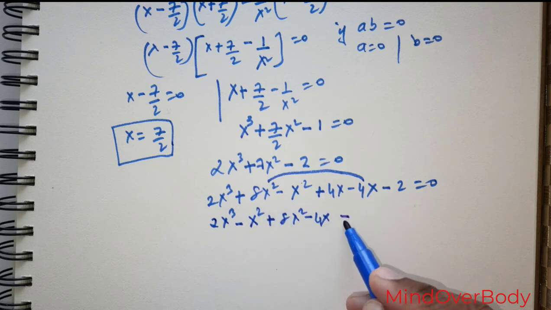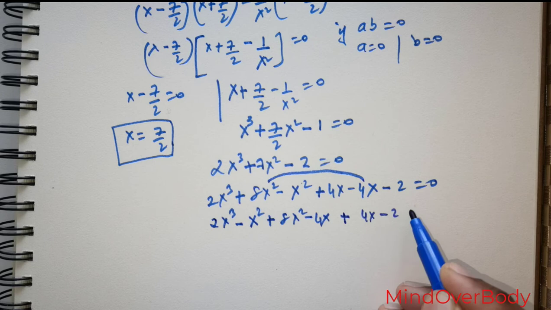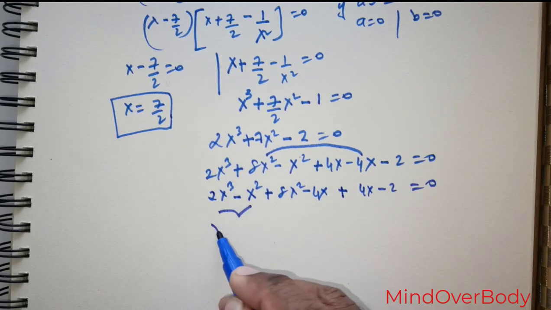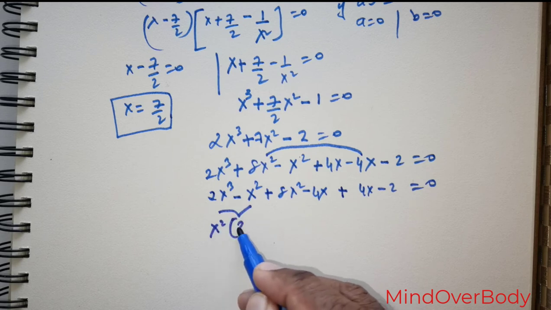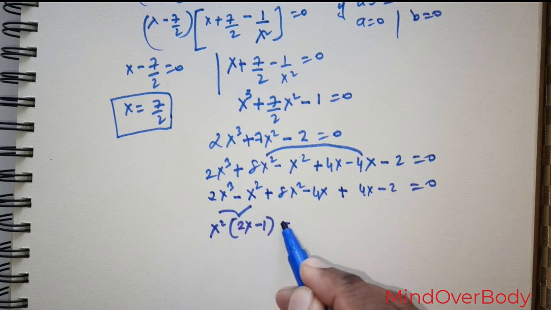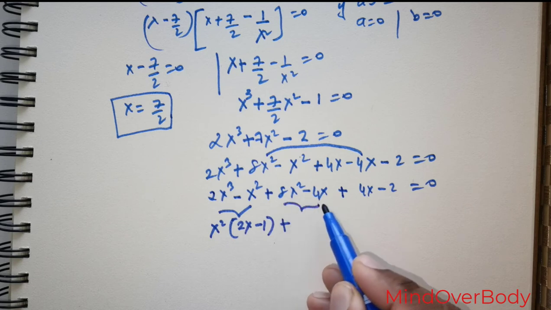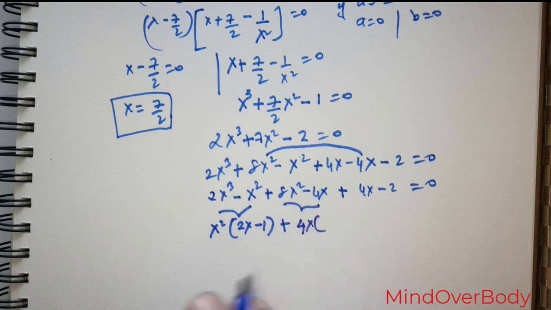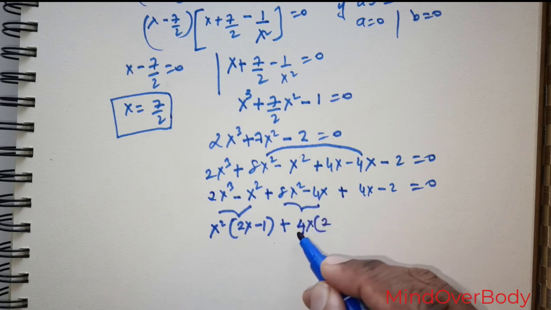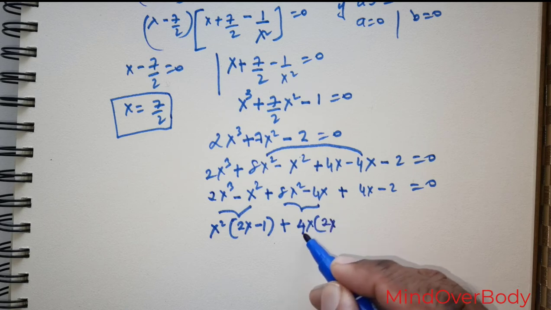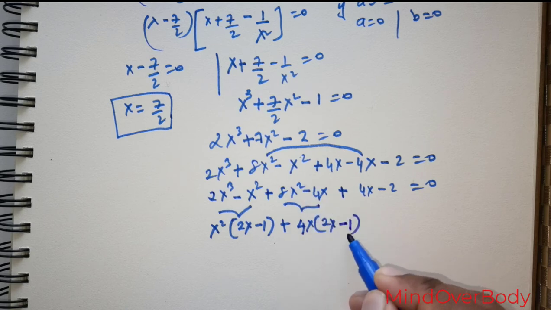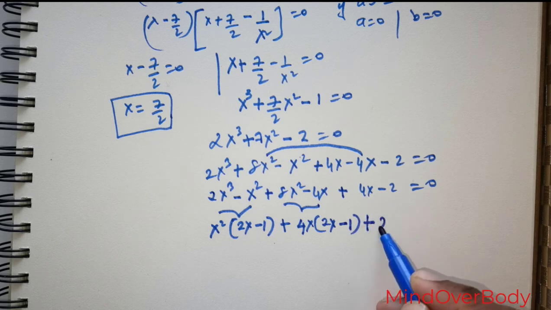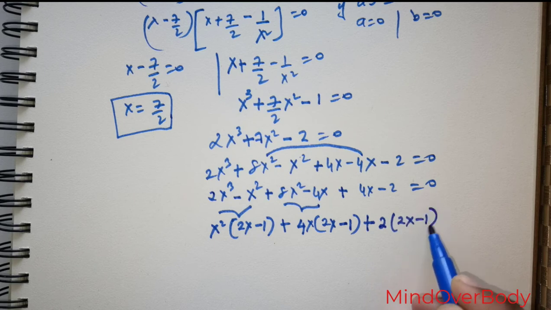So I've got 4x minus 2 is equal to 0. From the first two terms, I can take x squared out. If I do that, I will get 2x minus 1. From the second two terms, I can take 4x out. If I do that, I would get 2x times 4x gives me 8x squared, minus 1. So that's fine. From the last two terms, I would take 2 out. So that gives me 2x minus 1 is equal to 0.